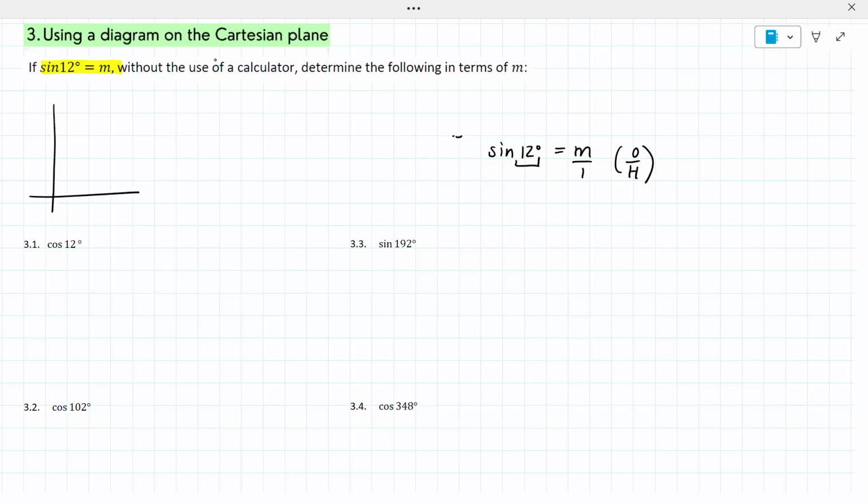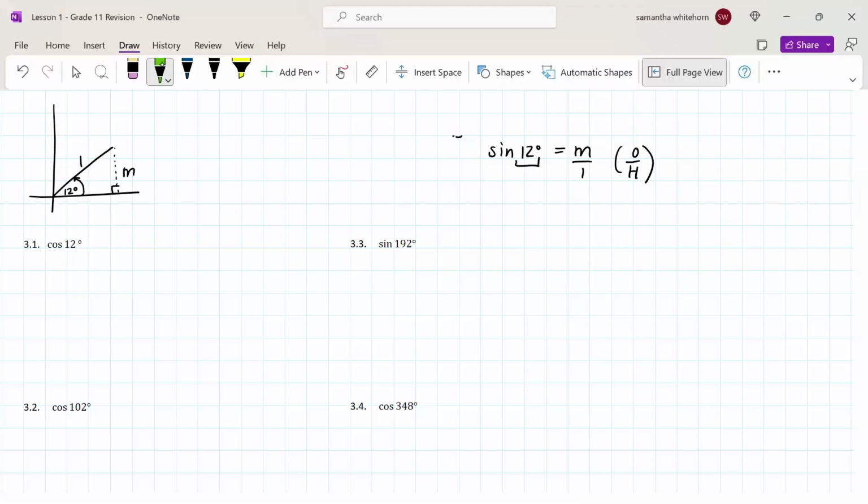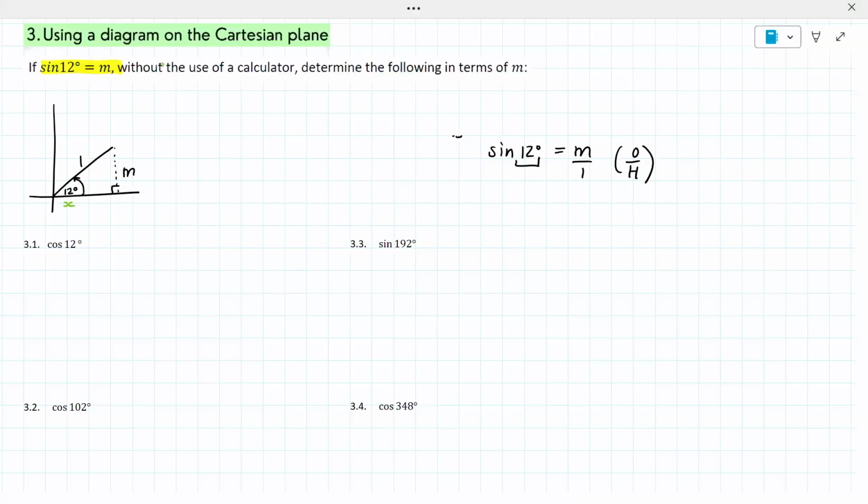So if we draw our diagram, my diagram's not going to be beautiful, but it's fine. There's my right angle triangle. There's my 12 degrees, because remember, we always measure from the x-axis anti-clockwise. And I can now fill in the information I have. I know the opposite. So there's the opposite. It is m. I know the hypotenuse. It's 1. And using Pythagoras, I can very easily go and work out what my adjacent is.